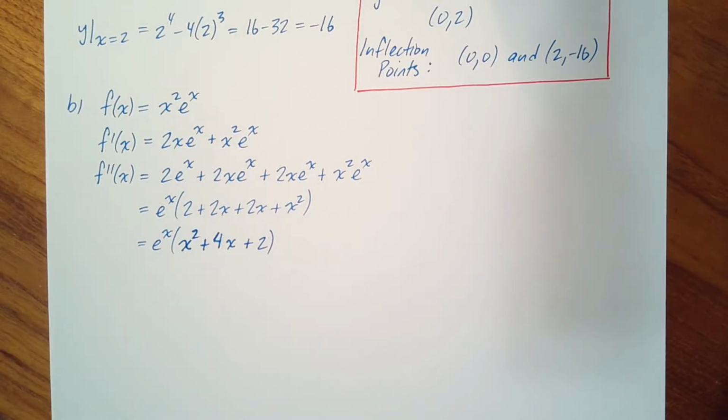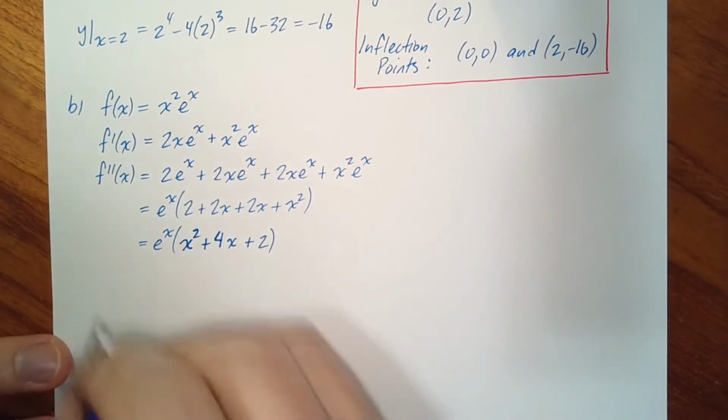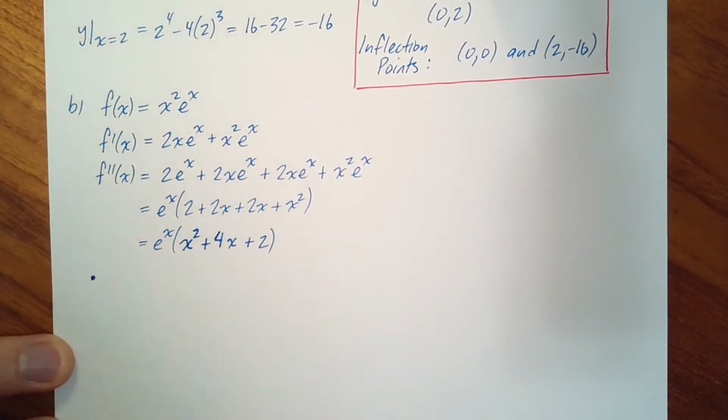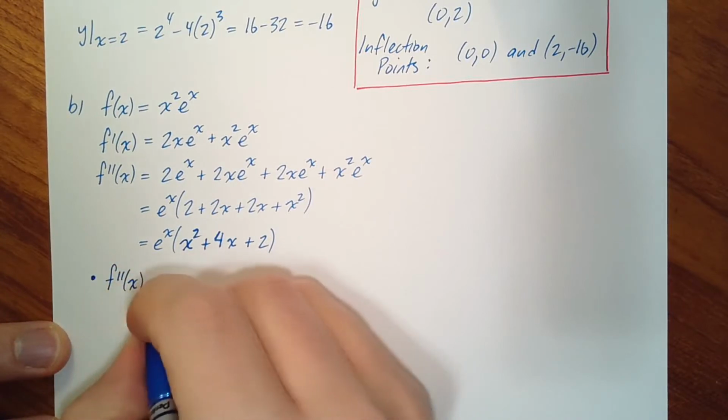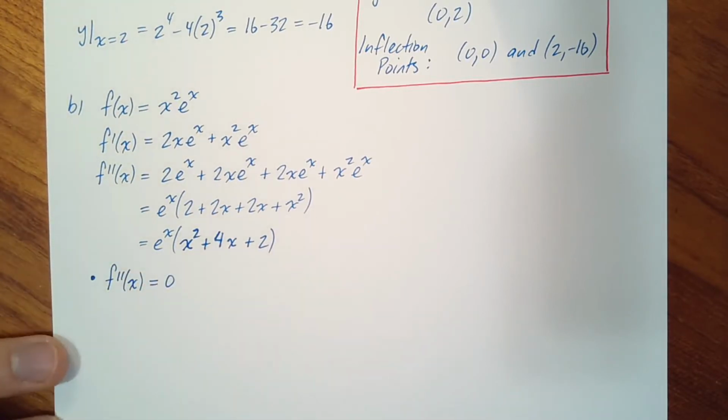Now, let's look for our key values. When is f double prime of x equal to 0? And when is f double prime of x undefined? So let's start with equaling 0. F double prime of x is equal to 0 when?